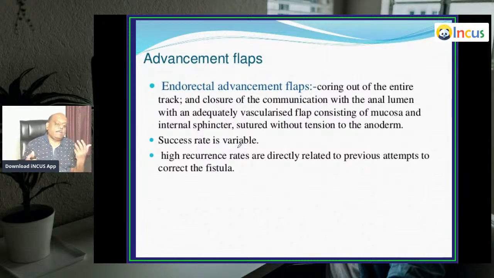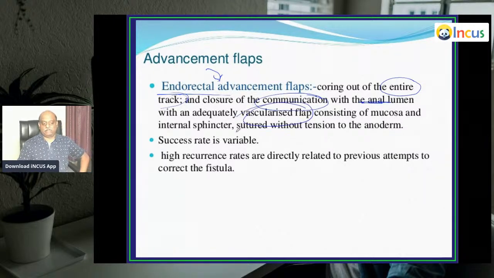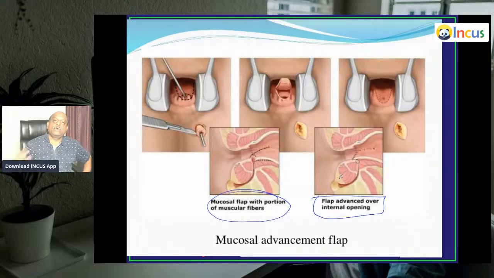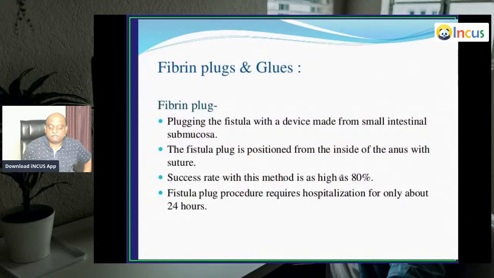Then the next option available for you is the endorectal advancement flap. So you will do a fistulectomy. You will core out the entire tract. You do the closure of the communication with the anal lumen using a vascularized flap. That is the advancement flap. Success rate is variable. So this is how a mucosal flap with a portion of the muscle fibers is advanced over the internal opening and closed, which is called a mucosal advancement flap.